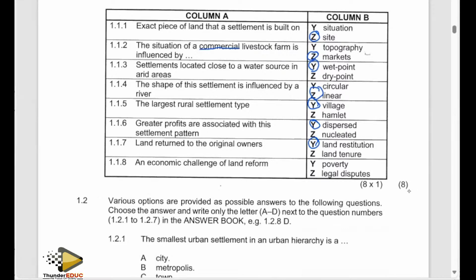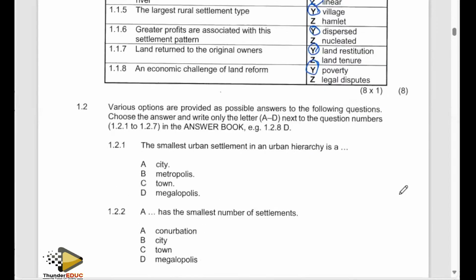Then the economic challenge of land reform. We're looking at something which is economic there. So between the two, which one is economic, poverty or legal disputes? This one is political. Poverty is a socio-economic issue. So that is the correct response. Right, I'll move on to the next question.